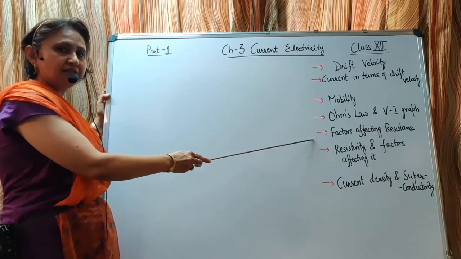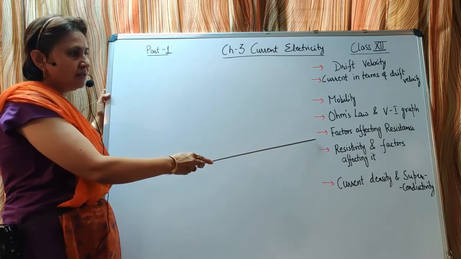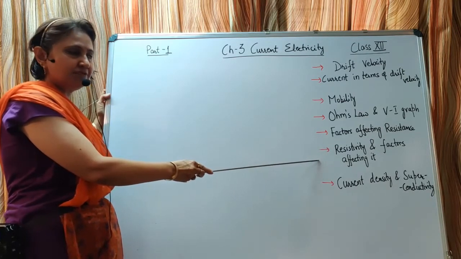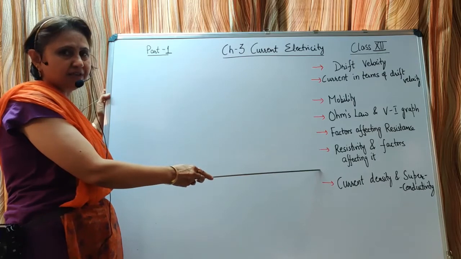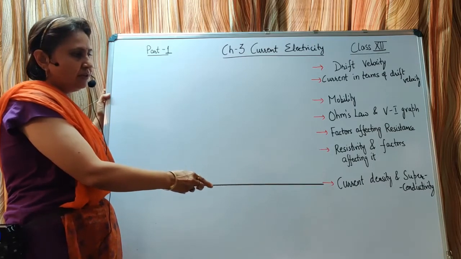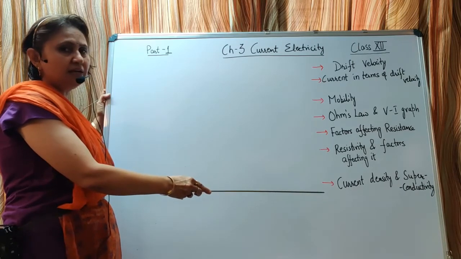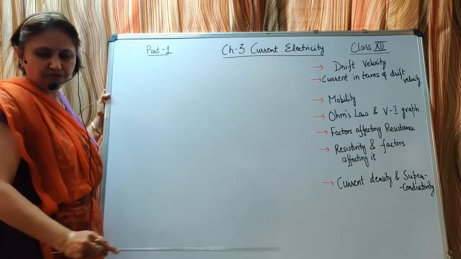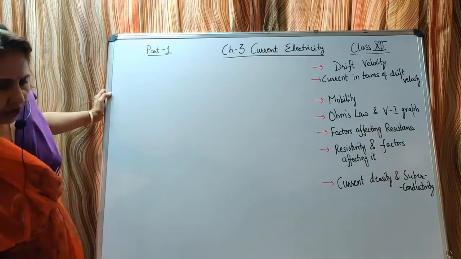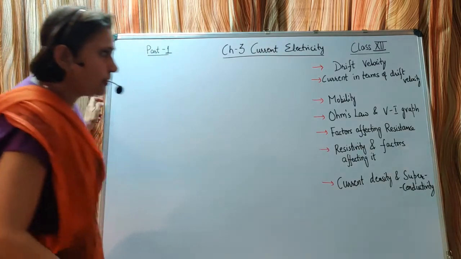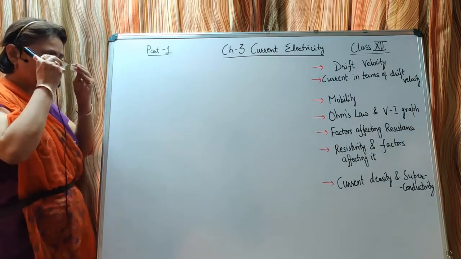Then the factors affecting the resistance. After that we'll discuss resistivity and the factors affecting the resistivity. Then few definitions, current density and superconductivity we'll be discussing. Now let's start with the first topic, that is drift velocity.